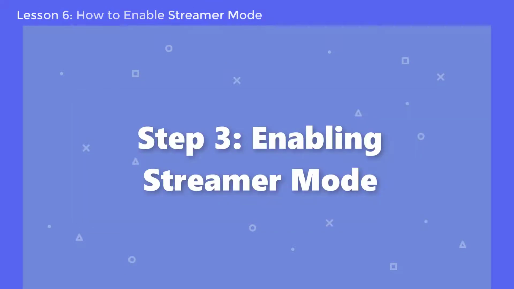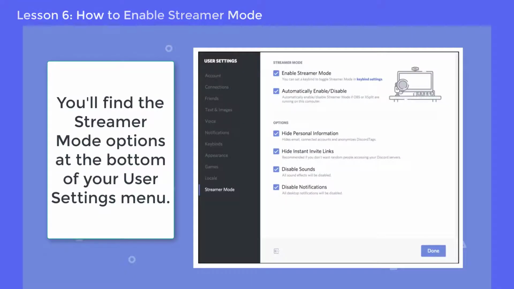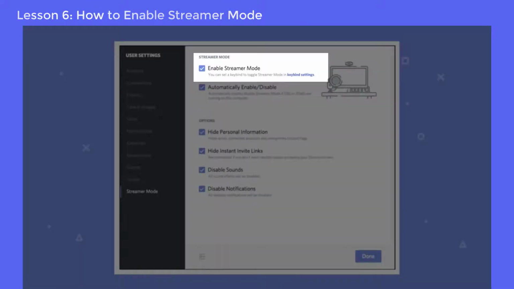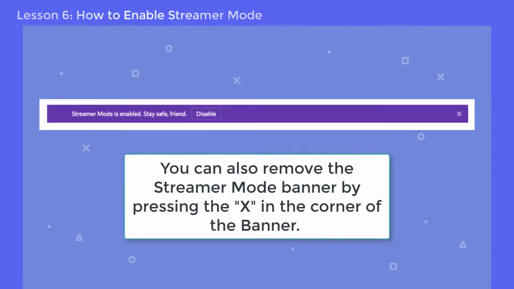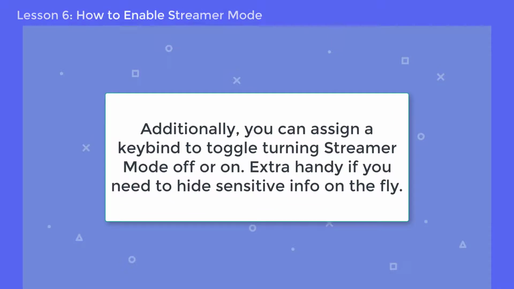Step 3. Enabling streamer mode. You'll find the streamer mode options at the bottom of your User Settings menu. Enable streamer mode. This option is the main toggle for enabling or disabling streamer mode, on or off switch if you will. You can also remove the streamer mode banner by pressing the X button in the corner of the banner. Additionally, you can assign a keybind to toggle turning streamer mode off or on. Extra handy if you need to hide sensitive info on the fly.